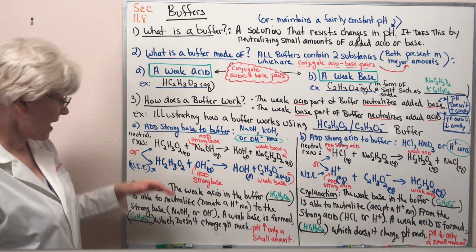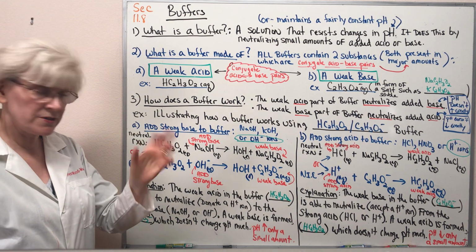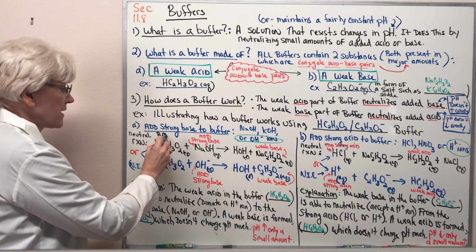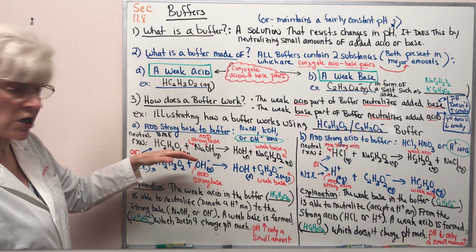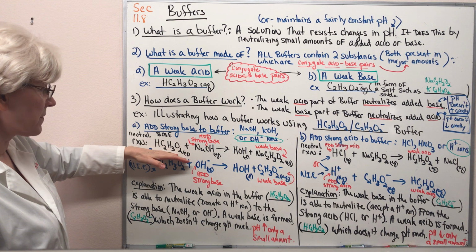We've already looked at writing neutralization reactions, and I'm going to present it in two different ways. One way is just the balanced molecular equation format, which many students are more comfortable with. The acetic acid is the weak acid part of the buffer.